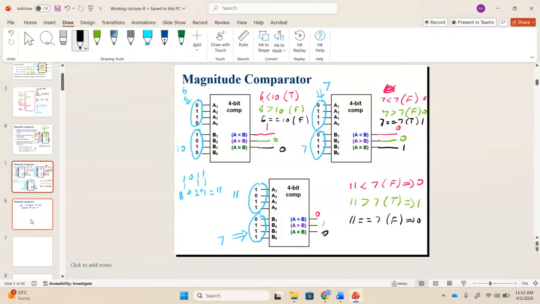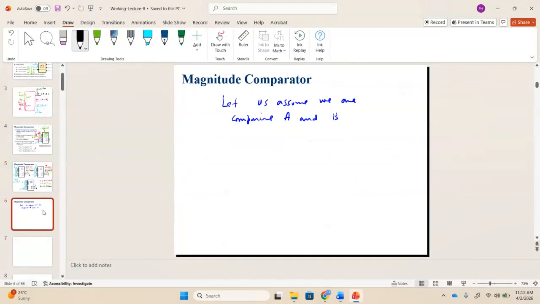Okay, now please look here. We go to the next slide. We assume that we are comparing A and B, so what about all these events? We are comparing A and B, where A is A m minus 1 until A 0, and B is B m minus 1 until B 0, and we have three outcomes.